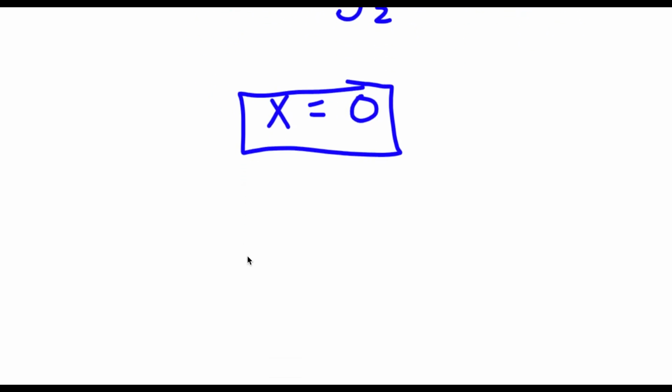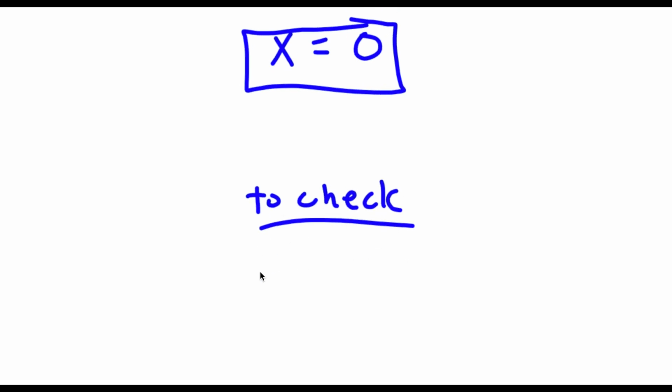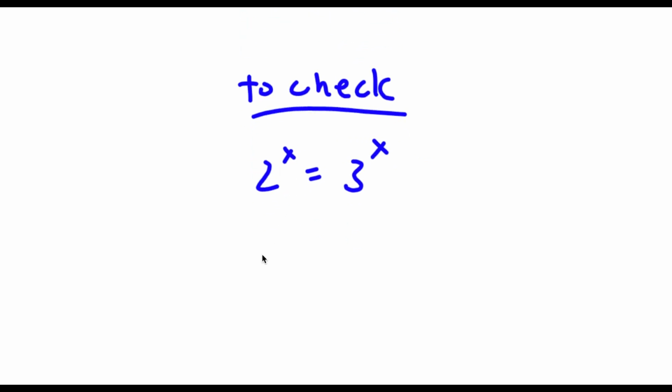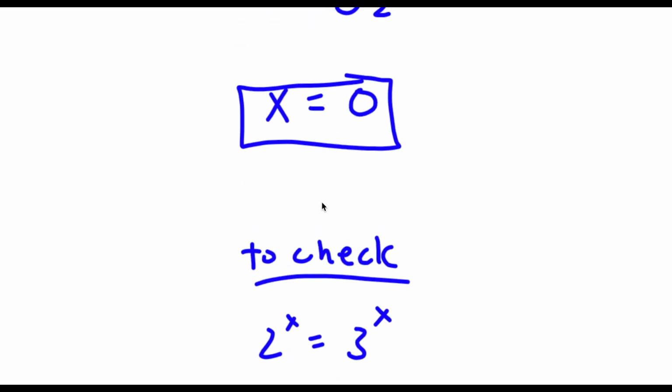This is my answer. Now to check, I have 2 to the power of x is equal to 3 to the power of x. So I know that x is equal to 0, so I have 2 to the power of 0 is equal to 3 to the power of 0. Now anything to the power of 0 is 1, so I have 1 is equal to 1. And because this is right, our solution is right as well.